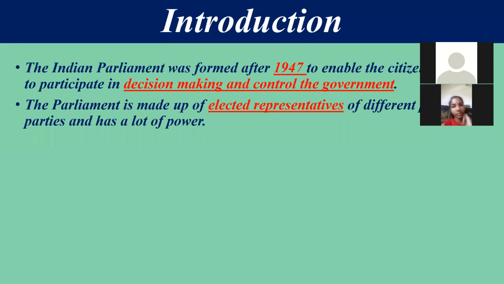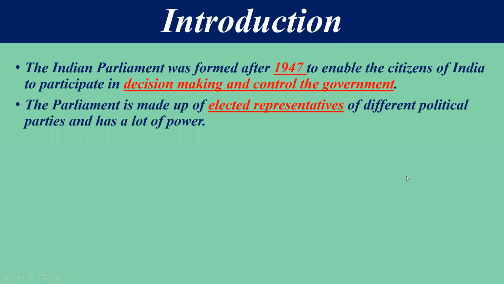When India got independence, after getting independence, India adopted the same system which the British government had, right? The reason is that they were well aware of that particular administrative situation. So that's why they adopted nearly the same system, right? So the Indian Parliament was formed after 1947, and it enabled the citizens of India to participate in decision making and to control the government.